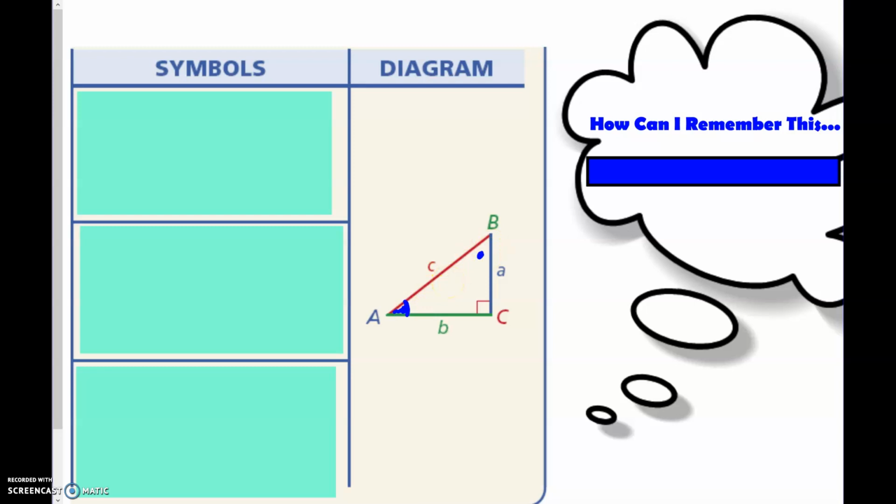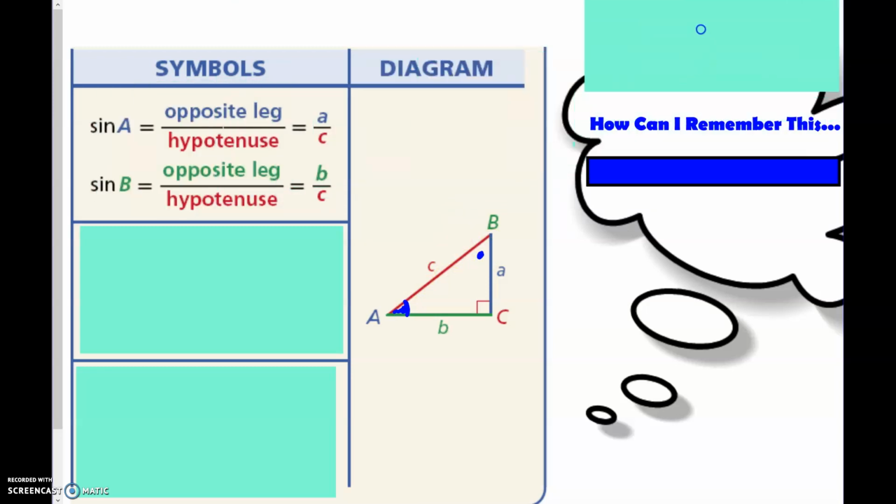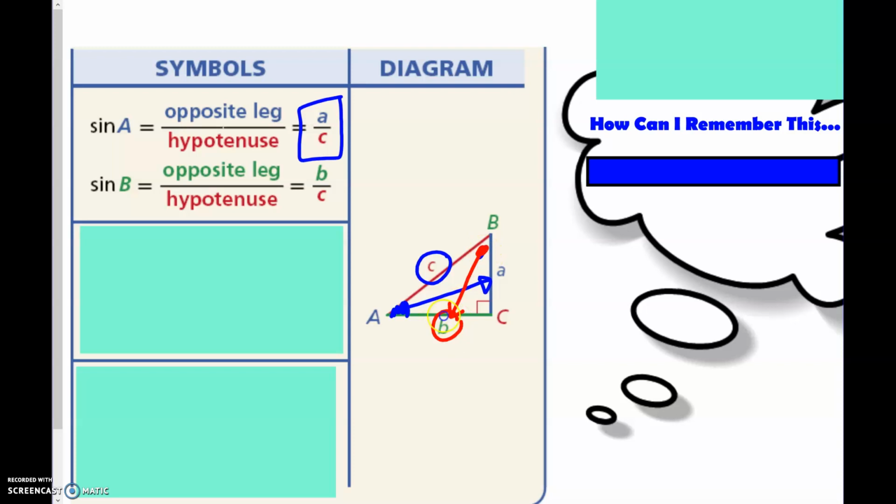So there are 3 different ratios that we have in here. One of these ratios is something called sine. Sine is going to be the opposite leg over the hypotenuse. So you can see that they have the ratio of A over C. And then now we can do the sine of B. From this angle B, it's the leg opposite, which is going to be B over the hypotenuse C. So they have this ratio, B over C.